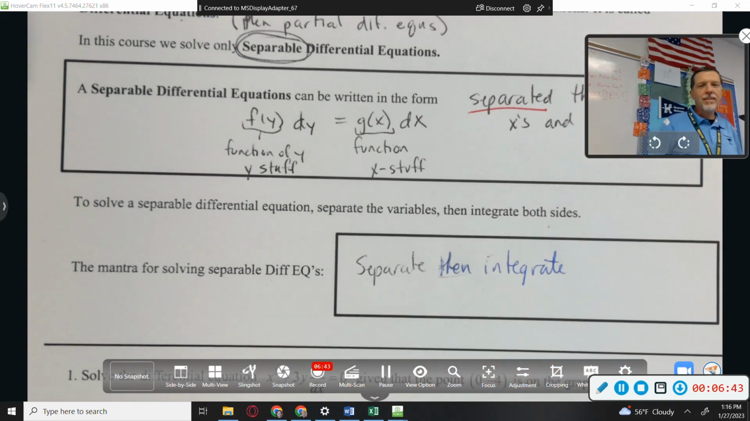Because you can't integrate until you've separated. I mean, you can try, and that's the mistake people make, is they just jump in and try to integrate things, and it doesn't work. So separate, get the x's and y's separate, and then do the integration.